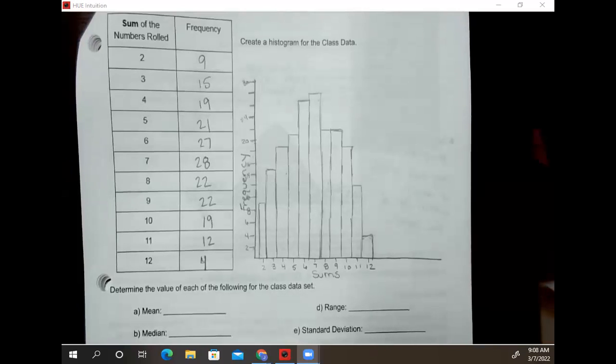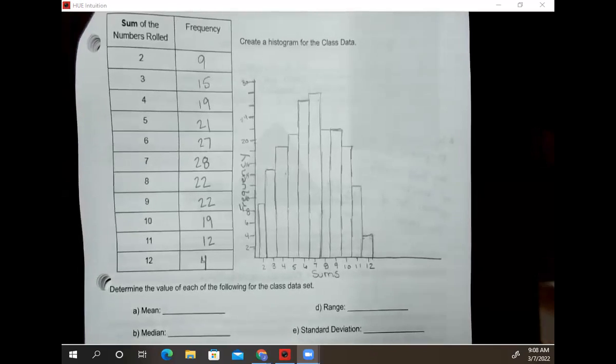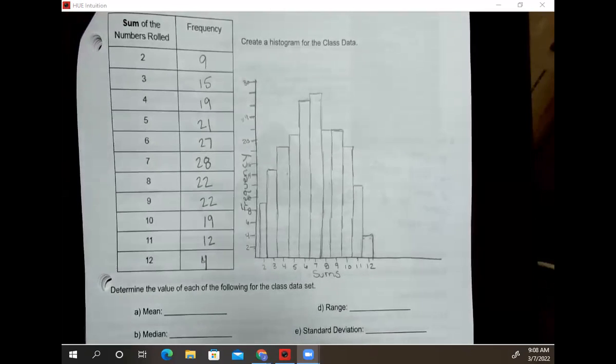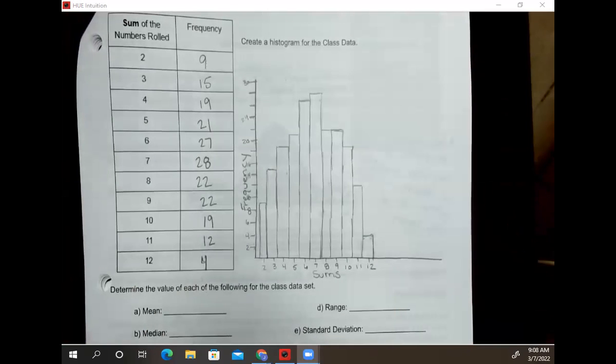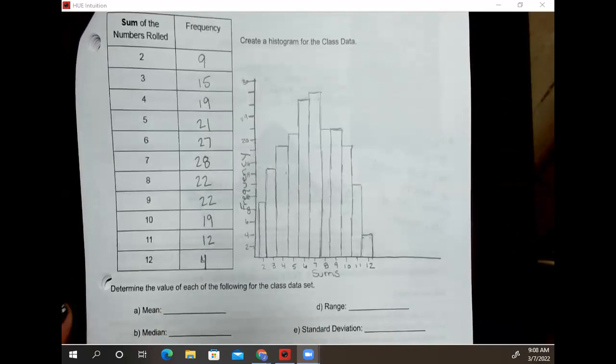So last time we did that activity with the dice and we were looking at the sum of our dice rolls. And here I have the data from our whole class. So from everybody, all your dice rolls compiled together. Here was our frequency table and then our histogram, right? And I asked you guys to find all of these pieces for our data.